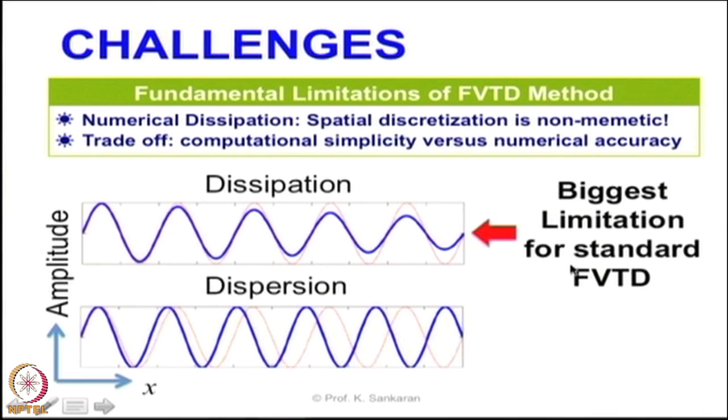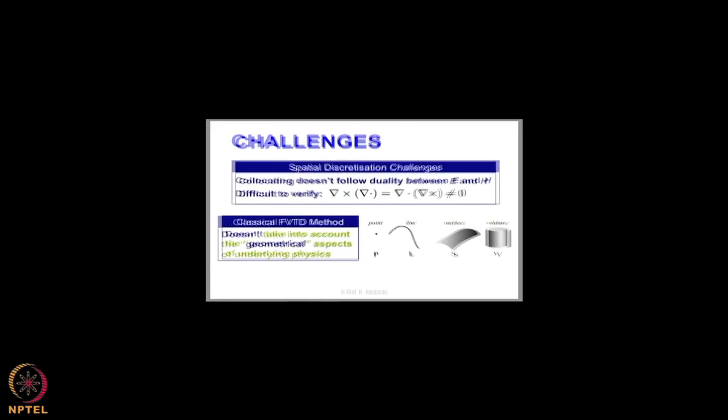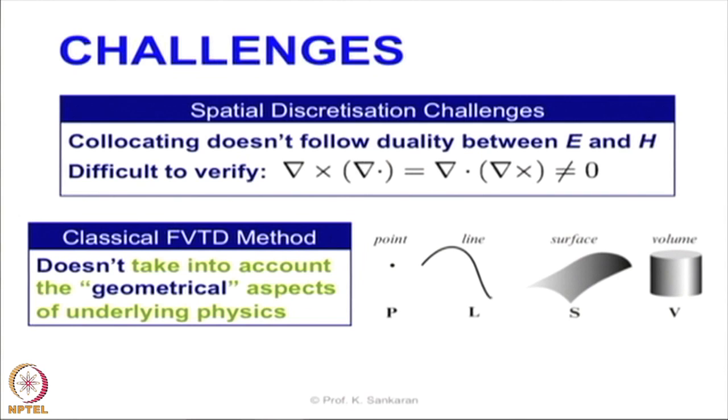Finally, we also discussed one of the biggest challenges while using finite volume time domain method, namely the numerical dissipation. We also discussed the source of such dissipation while computing the flux function and how it is inherently tied to the manner in which we do the spatial discretization and compute the flux function.